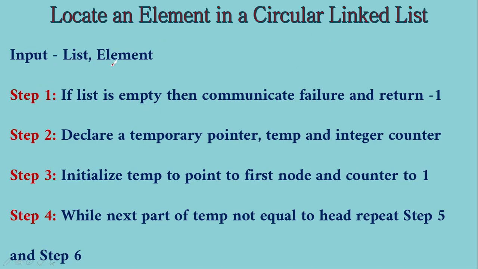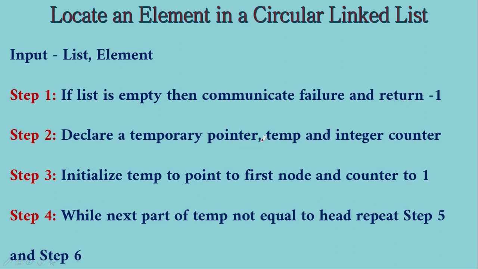Okay, so let us formally write the algorithm. The input is going to be the list in which we are going to perform the search and the element we are going to search. If the list is empty, this is the only exception which we have to handle. If the list is empty, then we are going to communicate failure and return -1. In this case, we are going to return the position of the element only. We know that position will be from 1 and positive numbers only, so -1 itself will communicate failure.